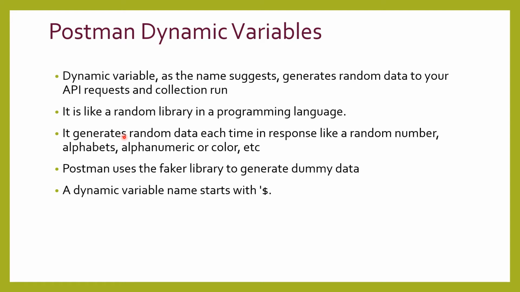Internally, Postman uses the Faker library to generate the dummy data. In the description section, I'll give you the link for the GitHub location of this Faker library. You yourself can go through that GitHub location and try to understand what it does. But essentially, Postman uses this library to generate that random data.